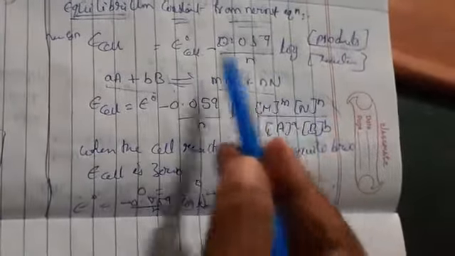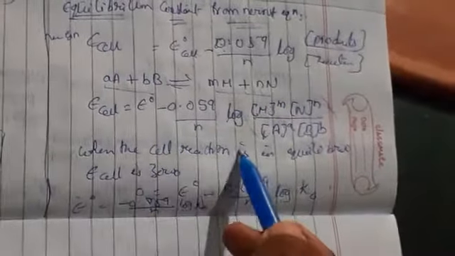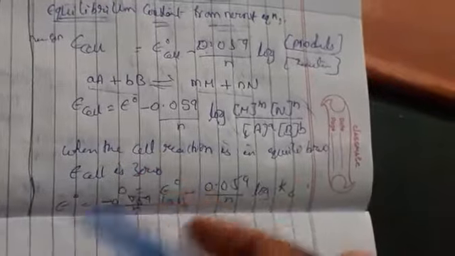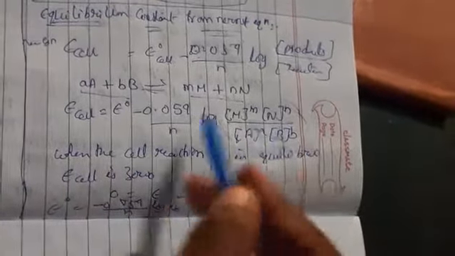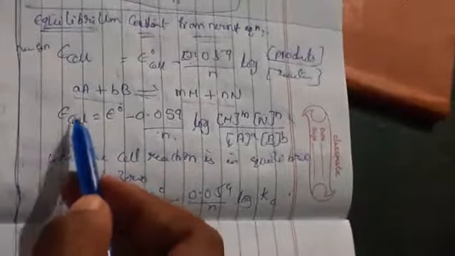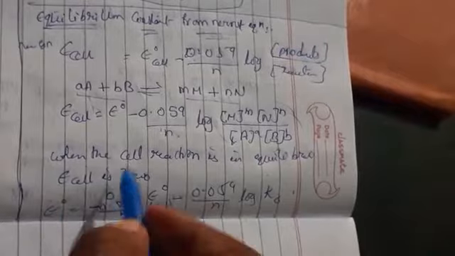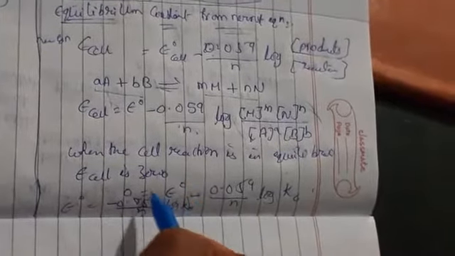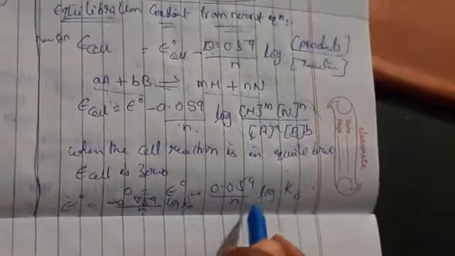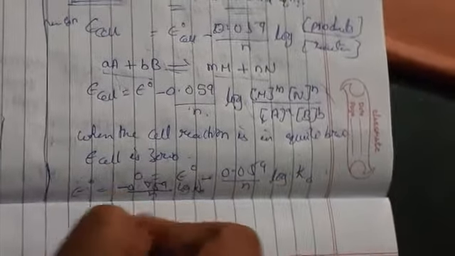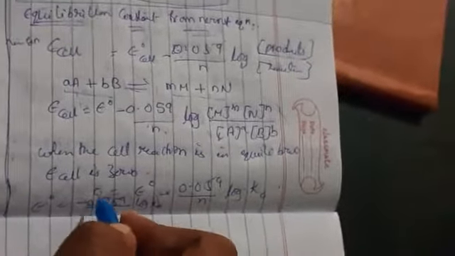So when the complete cell reaction is in equilibrium, automatically the E cell becomes 0. So if E cell is 0, then 0 is equal to E naught minus 0.059 by n log Kc. So this E naught will come outside: the standard electrode potential is equal to 0.059 by n times log Kc. Now let us apply this condition to the Daniell cell.